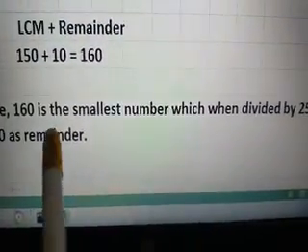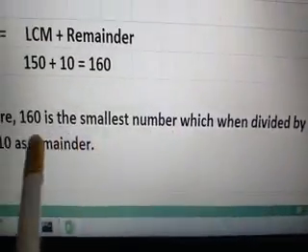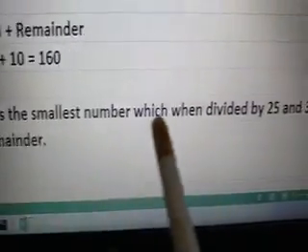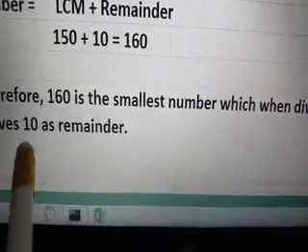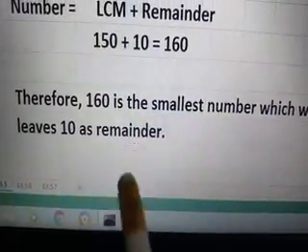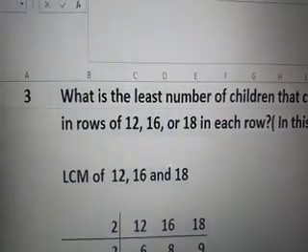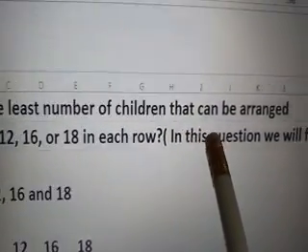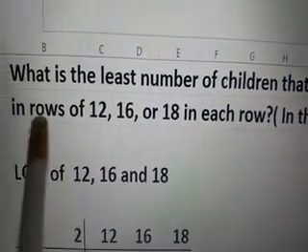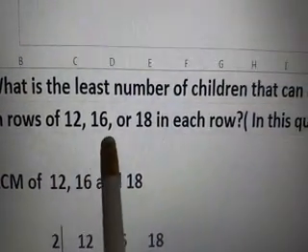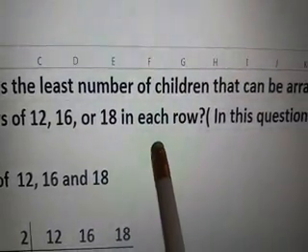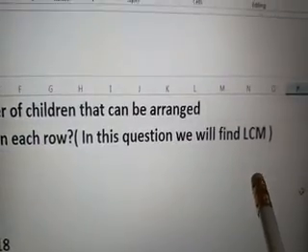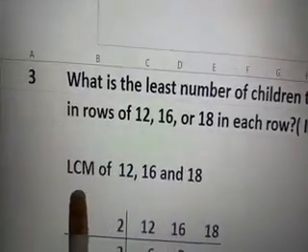Means when we divide 160 by 25 we get 10 as remainder, and again when we divide 160 by 30 we get 10 as remainder. Now third question is: what is the least number of children that can be arranged in rows of 12, 16 or 18 in each row. In this question, we will find LCM.